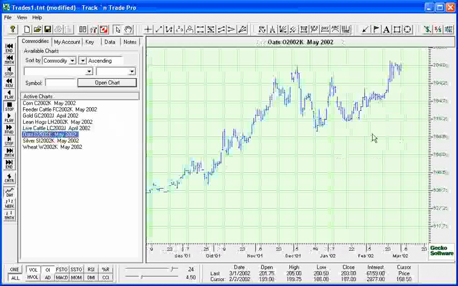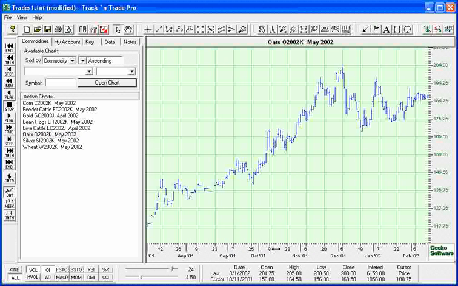Let's go to oats and take a look. Now, what do we see in oats here? Nice big long uptrend in oats.